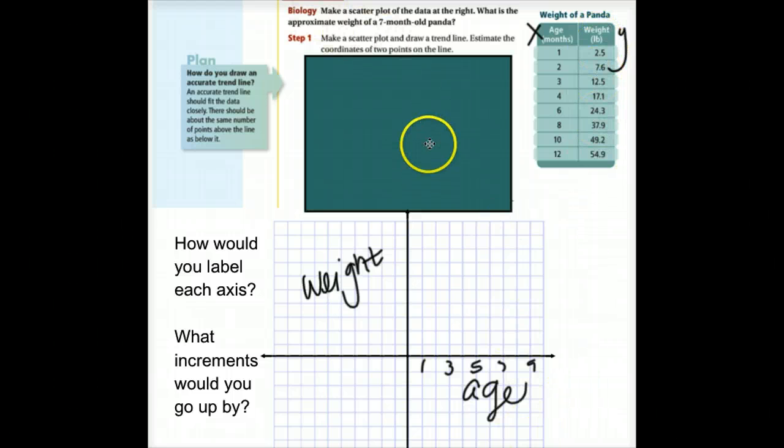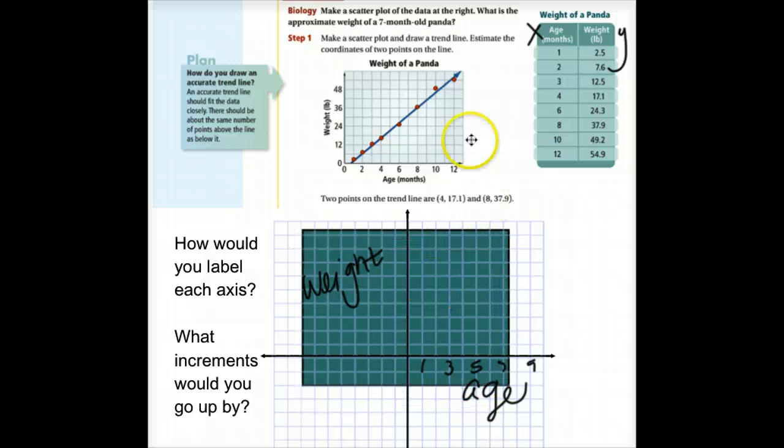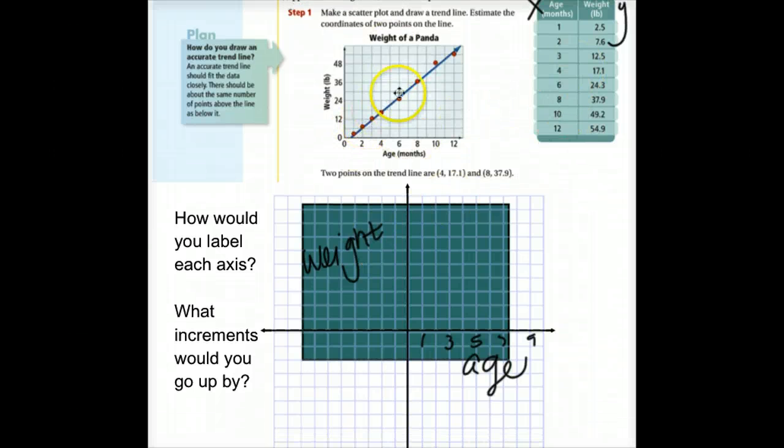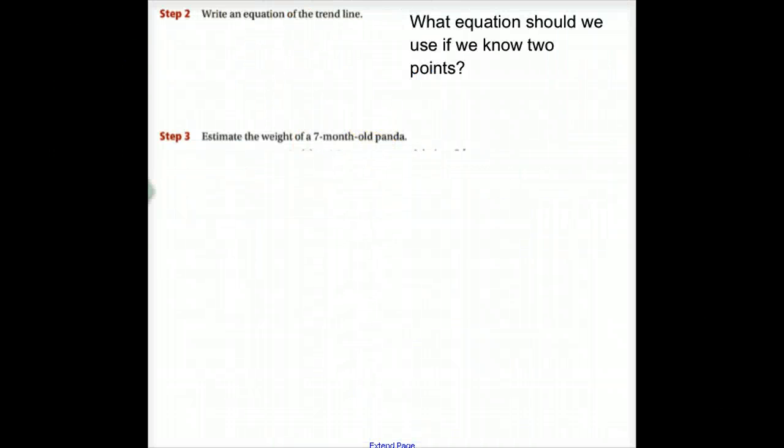Just for time's sake, I'm going to show you the graph already made. So there it is, age and weight, and they plotted the points. And then the second step that you want to do is draw that trend line in once you have your points plotted. They tried to hit as many points as they could while keeping the line straight. Now, we need to actually come up with the equation of that line.